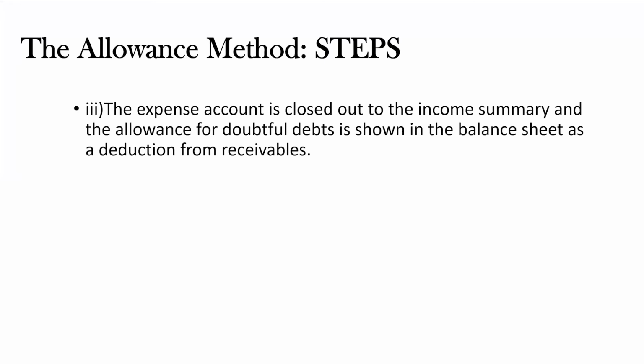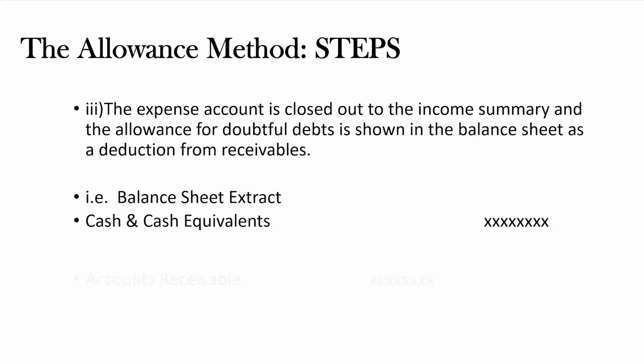And after we've done that, the expense account is closed out to the income summary, and the allowance for doubtful debts, the provision account, is shown in the balance sheet as a deduction from your receivables. So you will see your gross receivables figure. Then you will see a subtract or a less allowance for doubtful debt, right? Coming from the receivables for you to get your net receivables value. So this is what the balance sheet looks like.